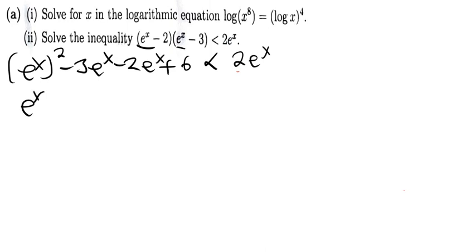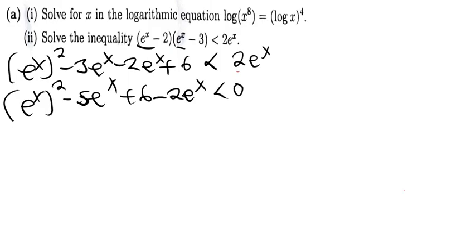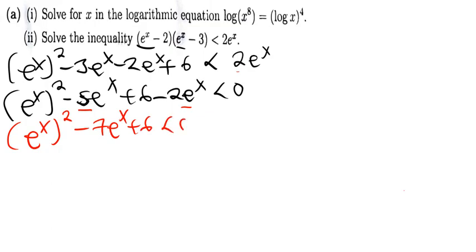e^x raised to the power 2, minus these two, they will give me 5e^x. Minus 5e^x plus 6. Let's shift this to the other side, it is going to be minus 2e^x, less than 0. We can clearly see that this is more like a quadratic equation. To simplify this, e^x raised to the power 2, this guy and that guy will give me negative 7e^x plus 6 less than 0.